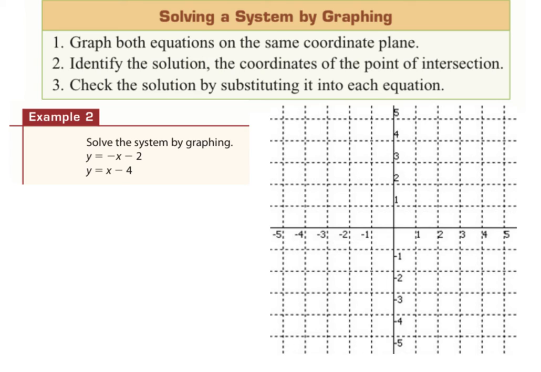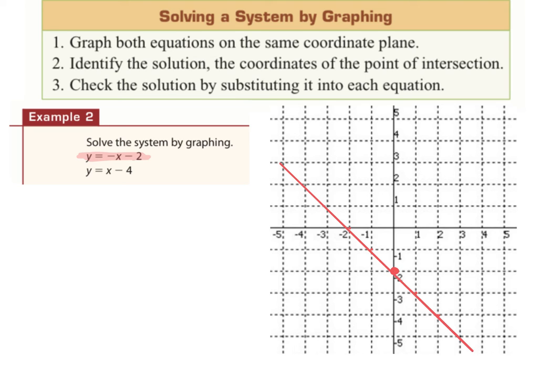All right, these are already in slope-intercept form, so we're going to go that way. We're going to look at y equals negative x minus 2. So we're going to start at negative 2. That's my y-intercept. My slope is negative 1, which means I go down 1 over 1, or I can go up 1, left 1. So down, right, up, left. And then, of course, I am going to connect those dots.